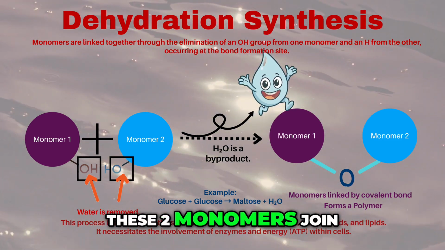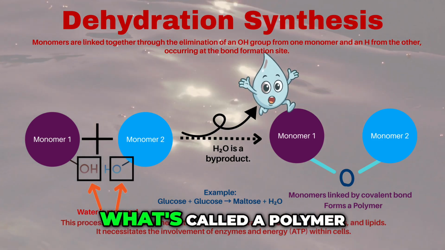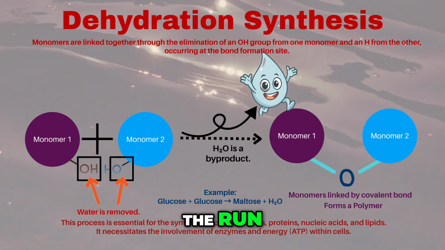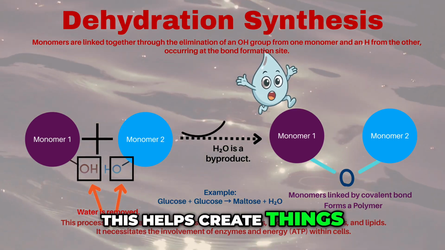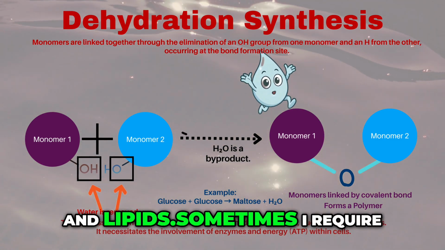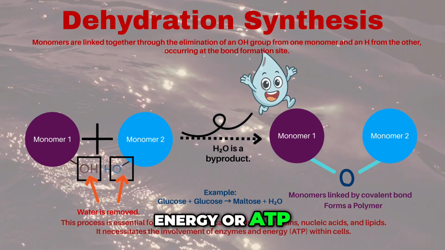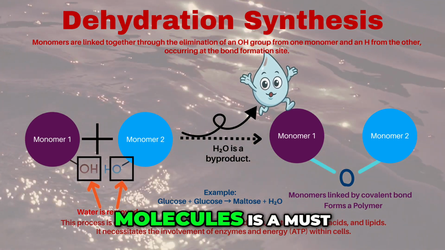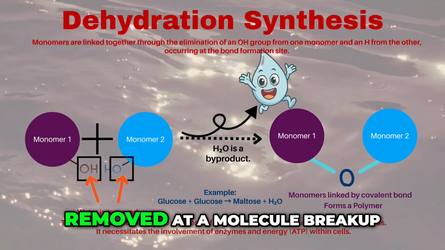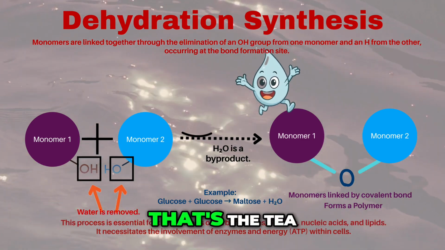These two monomers joined together to form what's called a polymer, because I was removed and now I'm on the run. This helps create things like carbs, proteins, nucleic acids, and lipids. Sometimes I require energy or ATP, but building macromolecules is a must due to me being removed in a molecule breakup. That's the tea.